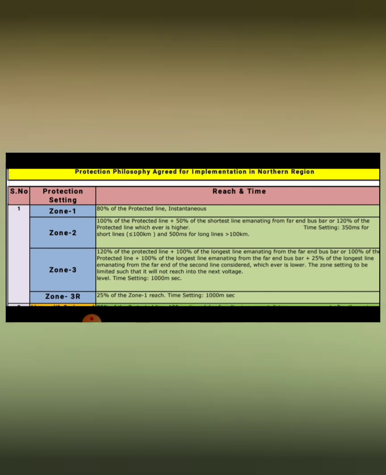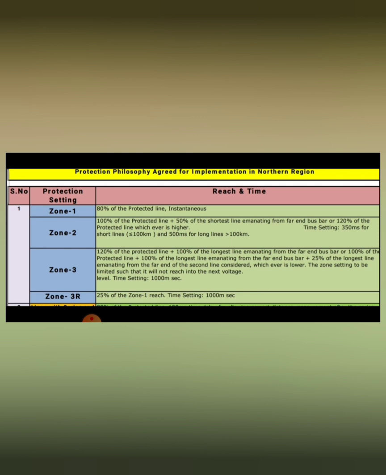Similarly, zone 3. In zone 3, setting is done based on 120% of the protected line plus 100% of the longest line emanating from the far end bus bar, or 100% of the protected line plus 100% of the longest line plus 25% of the longest line emanating from the far end of the second line considered. And here the important point is whichever is lower. In zone 2 we usually consider whichever is higher, for zone 3 whichever is lower. And the time setting for zone 3 is 1000 millisecond, that is 1 second.